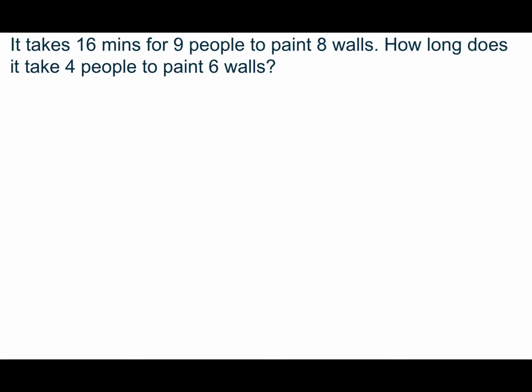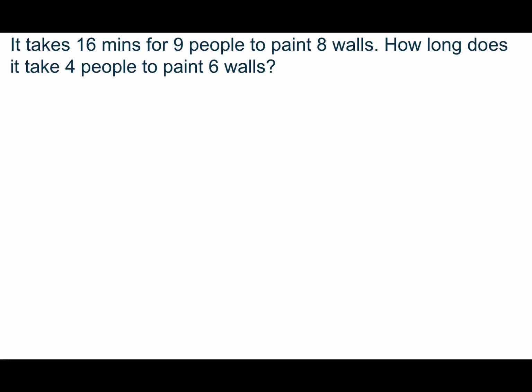All right, so I just typed in one of the questions from the exercises, and the main thing that I really want to get through in this video is how the mathematical procedure relates to the concepts, the ideas, so we can actually understand how it makes sense. All right, so this question says it takes 16 minutes for 9 people to paint 8 walls, and we want to know how long it takes 4 people to paint 6 walls.